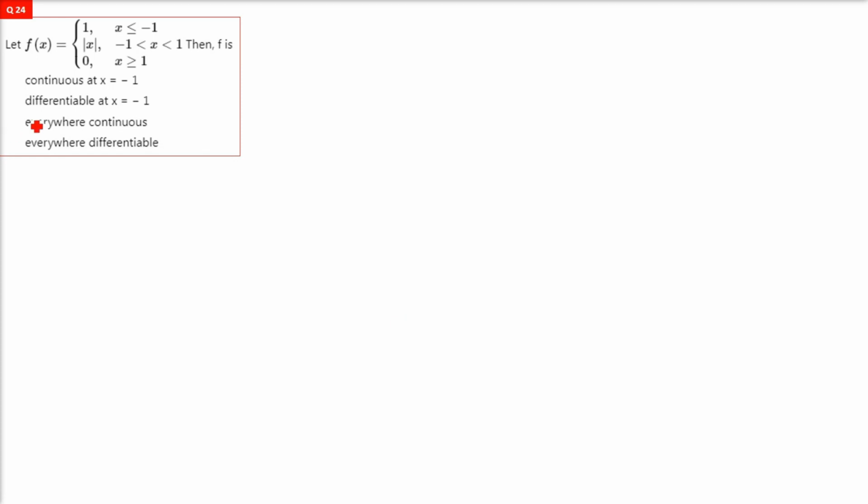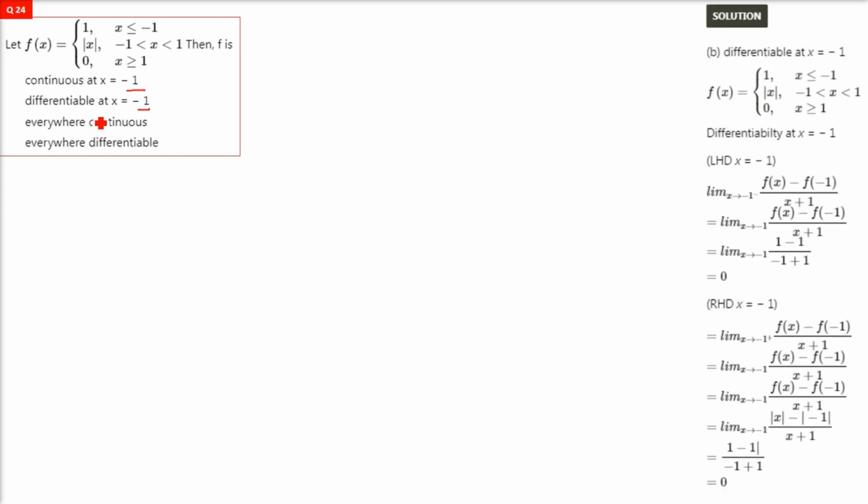Let f(x) equal, so we have 3 intervals here, and we have to check the continuity and differentiability at these points. Is it continuous everywhere, differentiable everywhere, or is this function only continuous and differentiable at negative 1? So we'll check the continuity and differentiability here, and we will follow the traditional rule, that is what we were doing. We'll just do that. x equals negative 1.